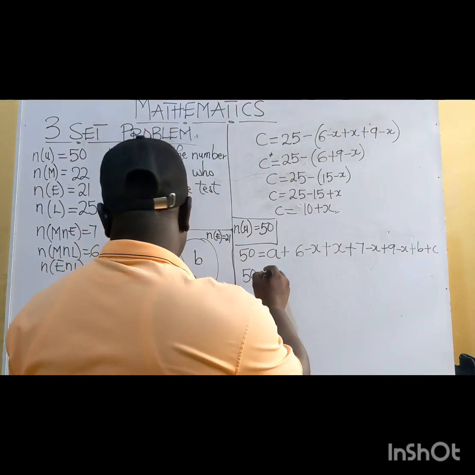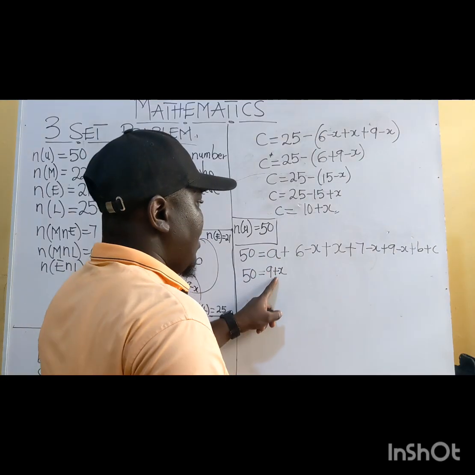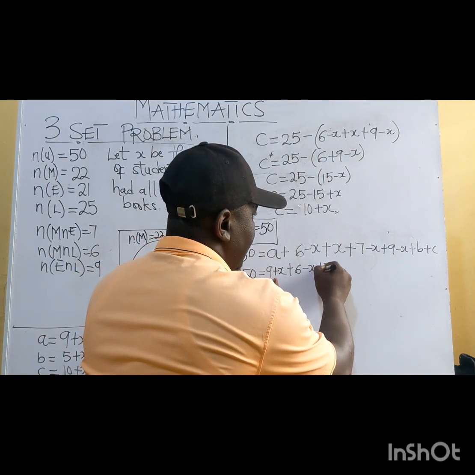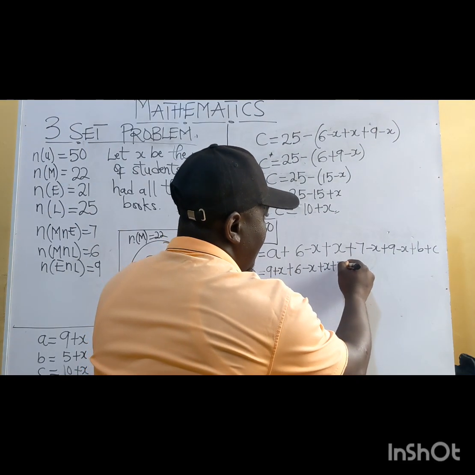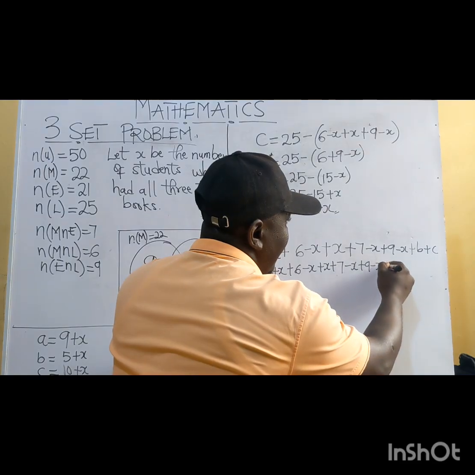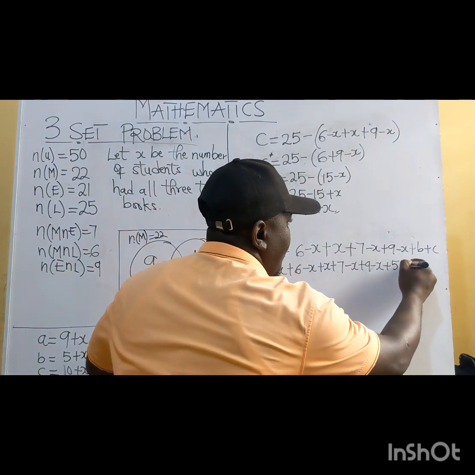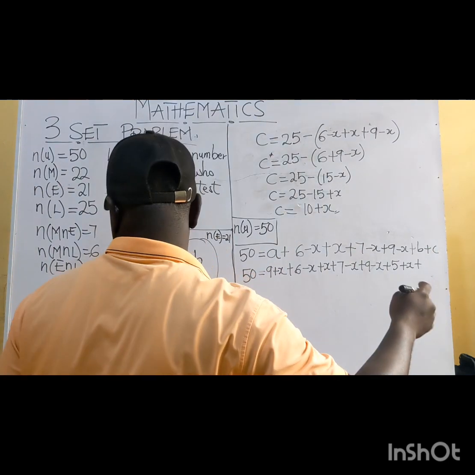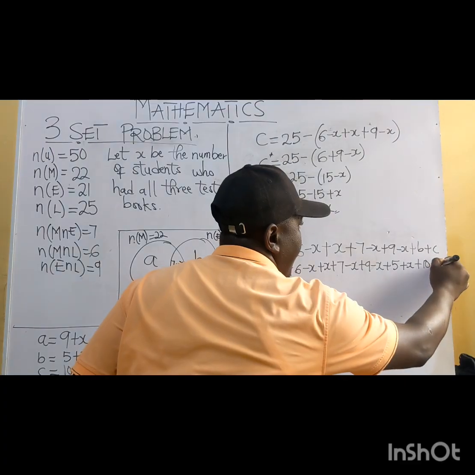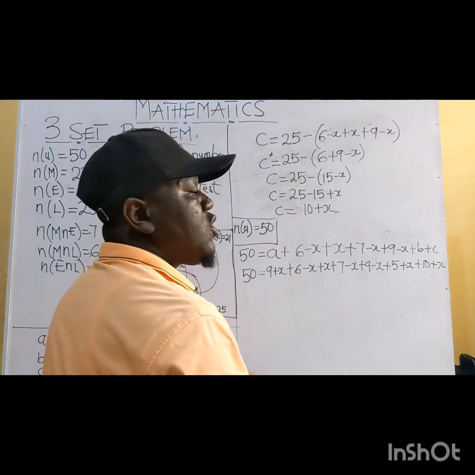So a is 9 plus x. So we are going to have 50 is equal to 9 plus x. In place of a, I'm putting 9 plus x. Plus 6 minus x plus x plus 7 minus x plus 9 minus x plus b. Our b is 5 plus x plus c. Our c is also 10 plus x. So we group like terms and then solve for the value of x.